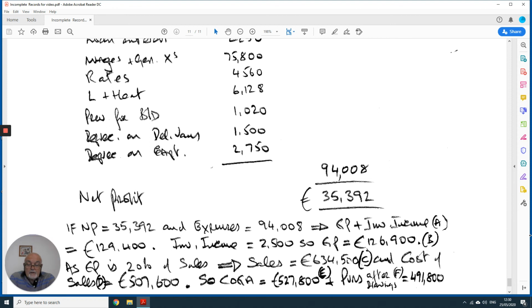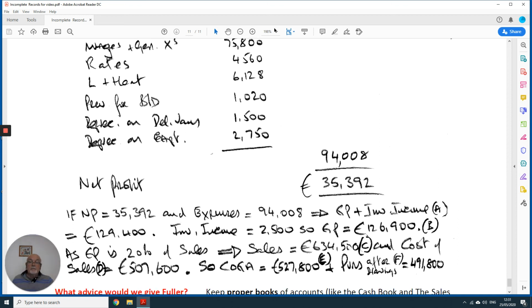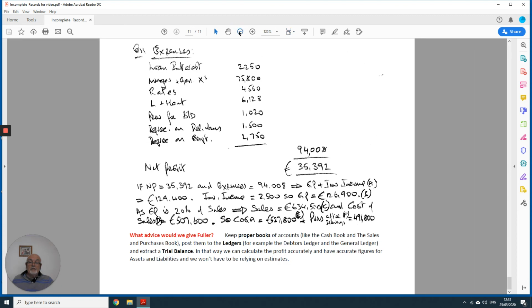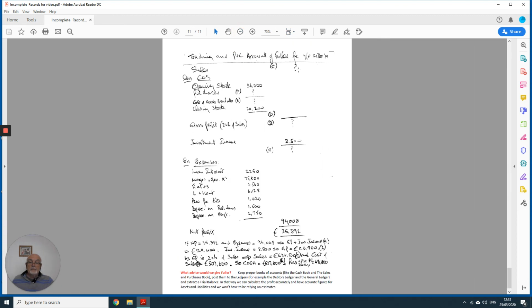We would add the closing stock back to that to get the cost of goods available, 527,800. And the missing figure would be our purchases, 491,800. That 491,800 would be the purchases figure after the drawings of stock. The stock drawings in this question were €80 per week. You would then fill in those blanks up there to complete your question.